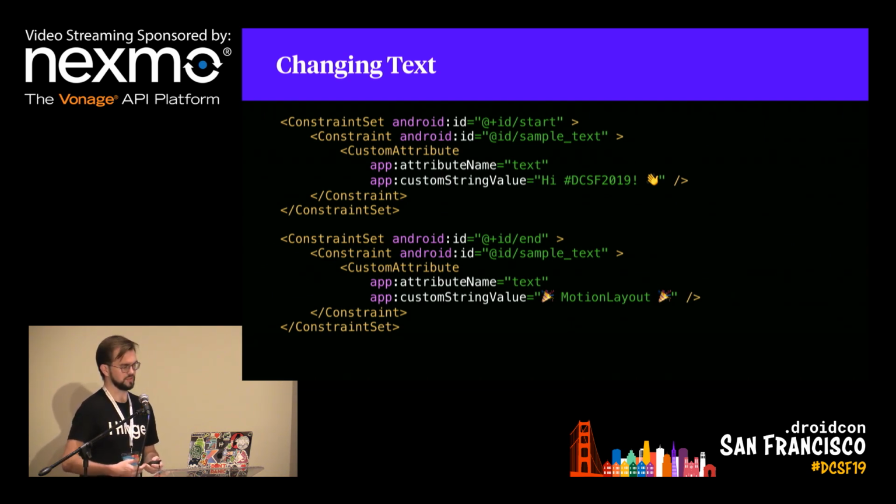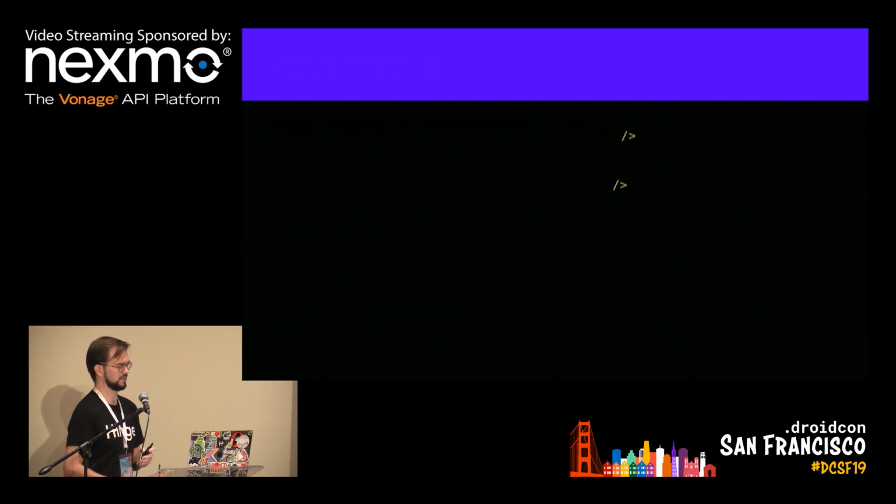But custom attribute is a really interesting sub-element, because it has the capability to do a lot of different things. You can set custom string values for text fields, or you can change colors on the fly. You can change drawables on the fly. There are a lot of other blog posts that cover that stuff, so I'm not going to go into it. Just wanted to highlight that it's possible.